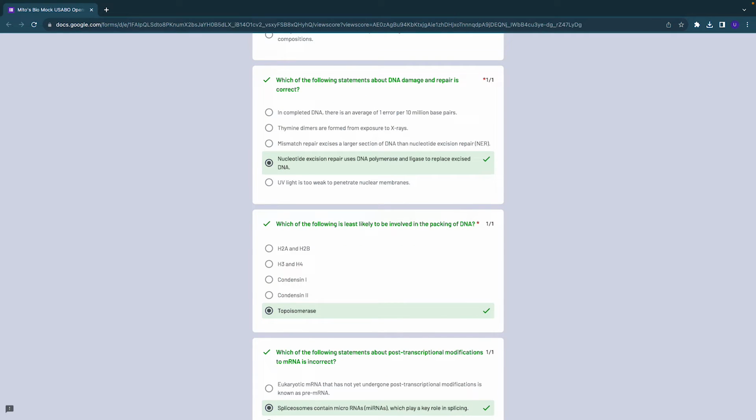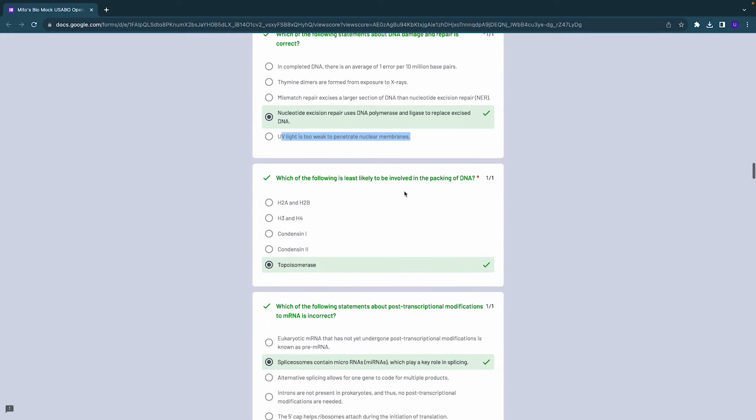Next is, which of the following statements about DNA damage and repair is correct? It's much closer to 1 in 10 billion base pairs. Thymine dimers are formed from exposure to UV, not X-rays. This one's just not true. NER excises a chunk, whereas mismatch repair is just that one area. This is pretty textbook, correct. What it is, then, that's not true. UV light does cause DNA damage.